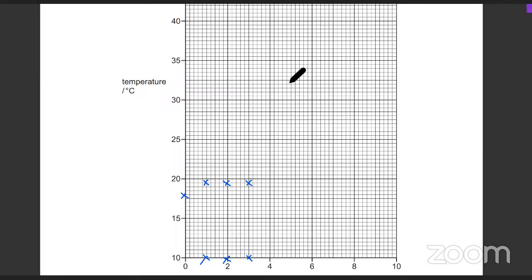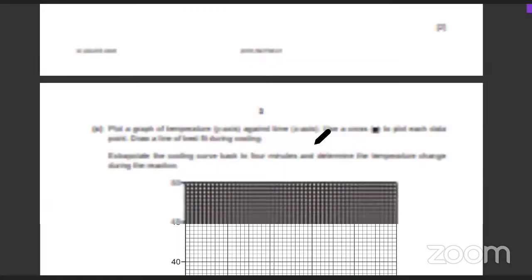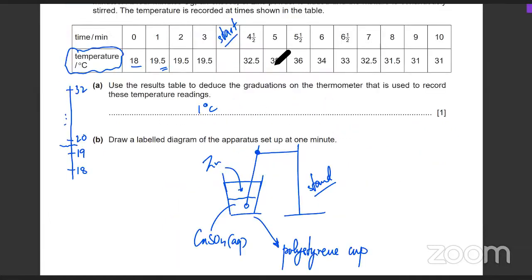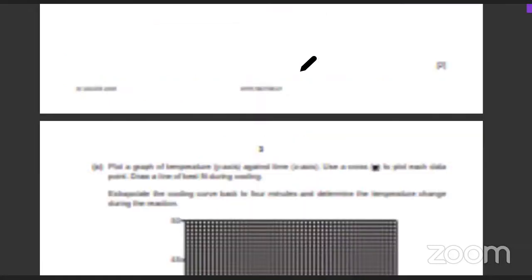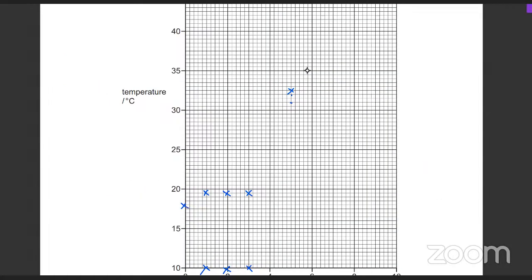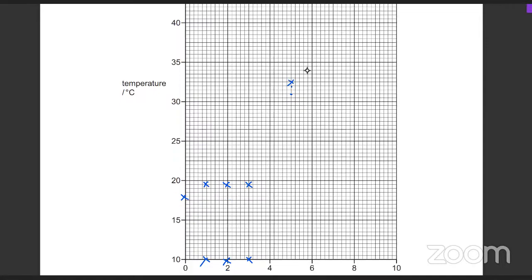32.5 comes over. Where does it come? 32 point... So that's 31. So that's 32.5. And then you have 38 and then 36. So you have 38 next. That is going to be this one.